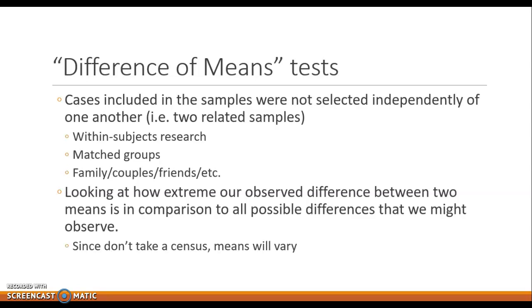Since we're not doing a census, since we are picking samples and not selecting everybody, then the means will depend on the particular sample that you pick. And so what we're doing here then is saying how likely it is, compared to all the possible samples that we could pick, all the possible means we could compare, that there's no difference between this group and this group.